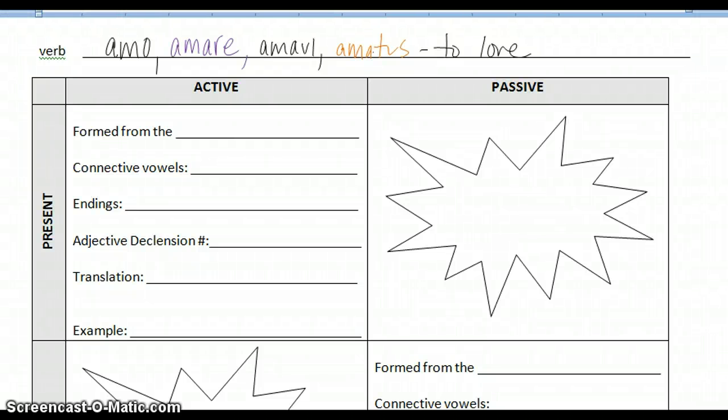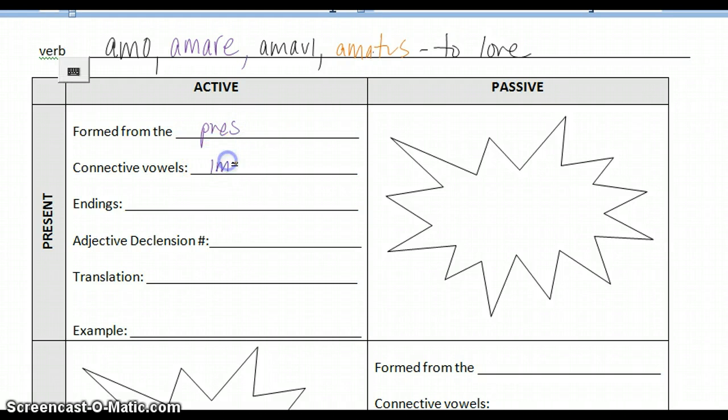In this video, we're going to review how to form the present active participle and the perfect passive participle, as well as learn the two new future active and future passive participles. Let's start with a review. So the present active participle is formed from the present stem, which we can see above in purple.